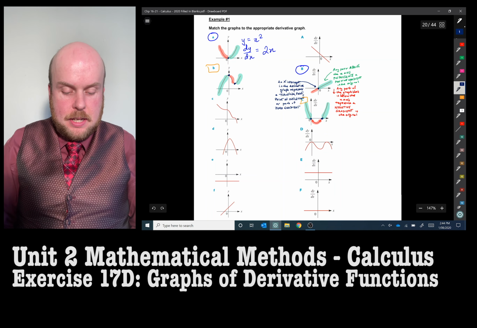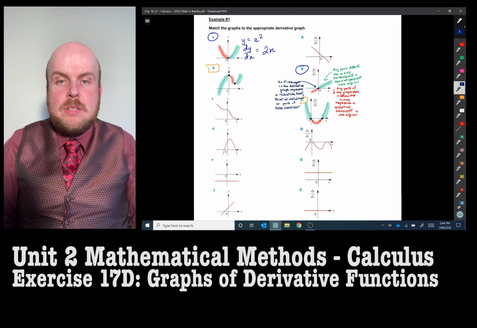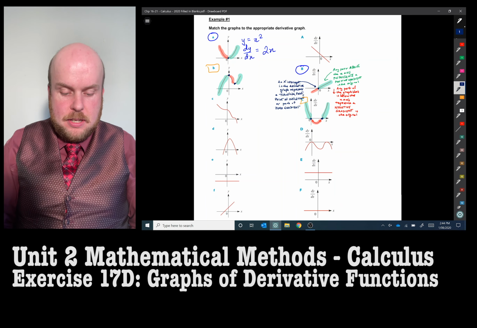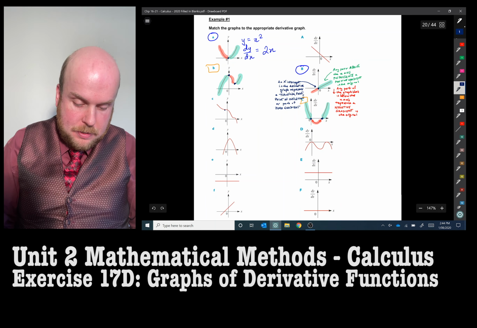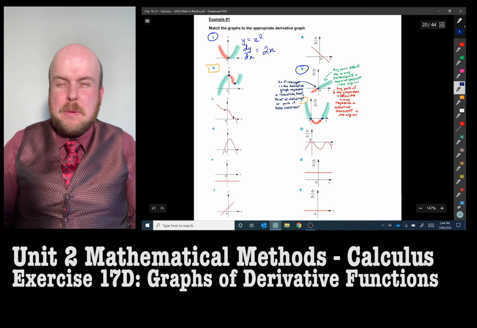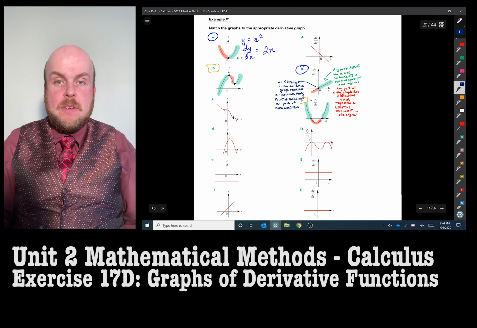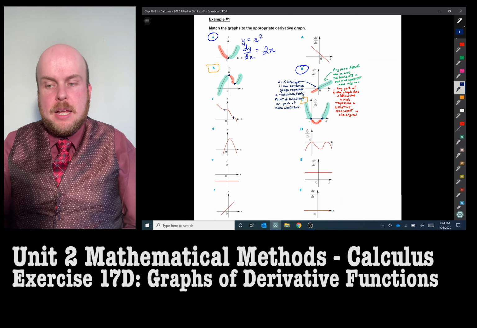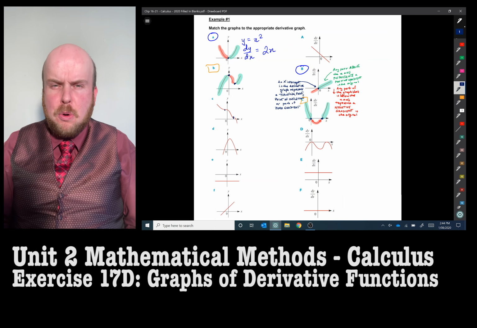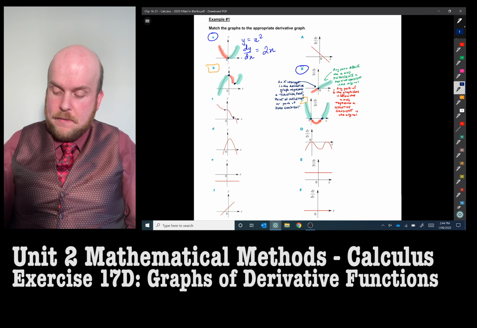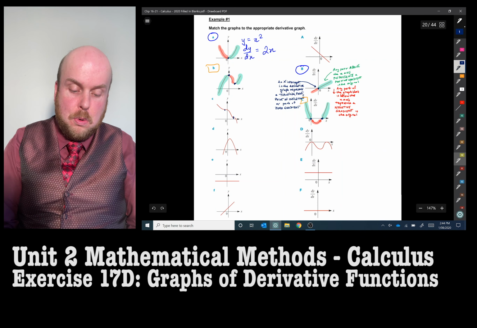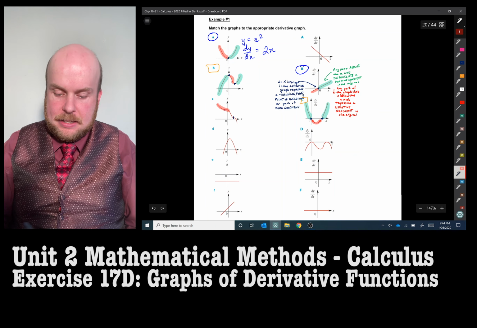So those two certainly match up. Let's have a look at C. Now this one has a constant negative gradient. So it's just sloping down. It has a few points of inflection. There we go. So we're looking for one that has two x-intercepts in the derivative graph, but also we can find anything that has a derivative graph which is all underneath the x-axis.